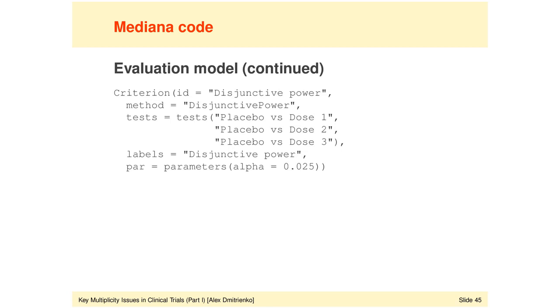The specification of the evaluation model continues on slide 45. We have one more criterion to define, and this criterion is based on the disjunctive power. We again specify the tests to which this criterion will be applied using the tests argument. In this particular case, as you can see from this code, disjunctive power is defined as the probability that at least one of those 3 tests will be significant, and the level of significance is defined using the par parameter. Again, it's a one-sided alpha of 0.025.